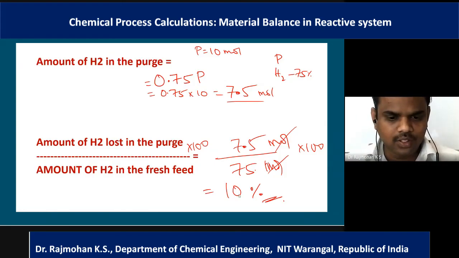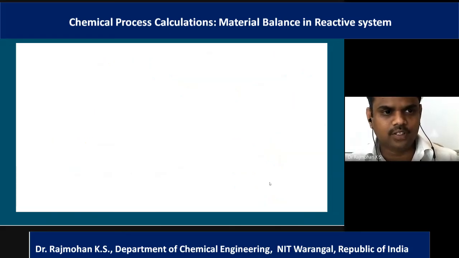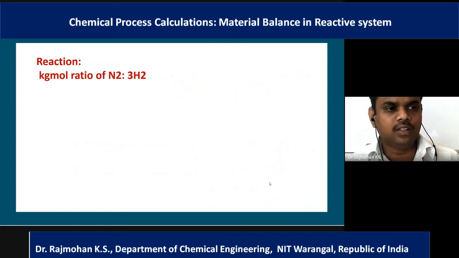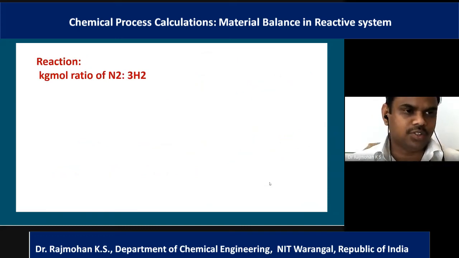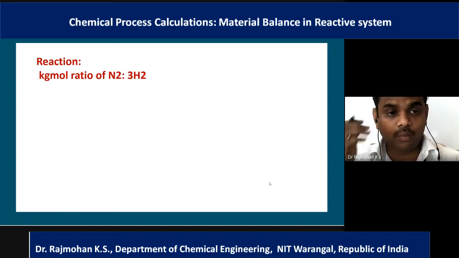So the option which is showing 10 percentage is the correct answer. Okay, moving on to the second part. To consider the second part, we have to consider the mole ratio of things. We have to find the R by F ratio, right?